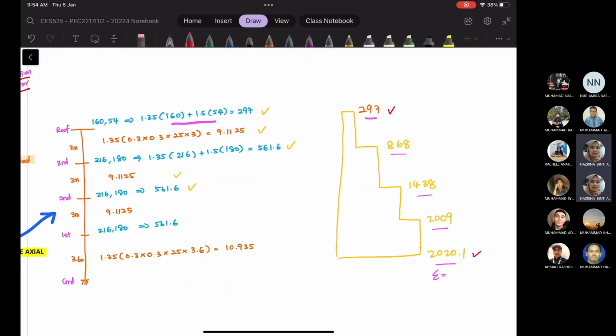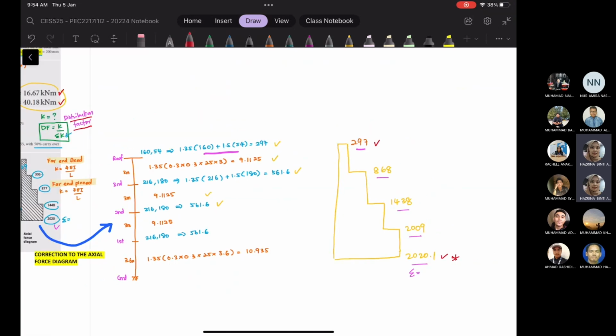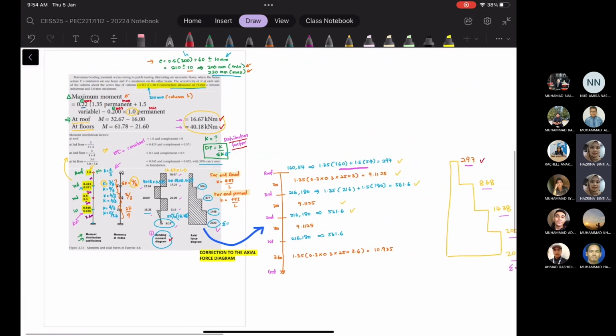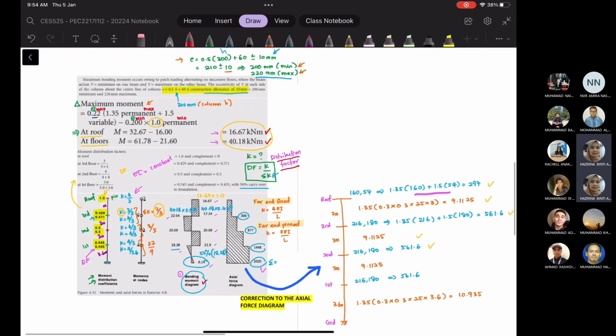So you can see that for the axial force diagram, it tends to increase as it goes down. When we design the foundation, we are going to take the value for the foundation at the bottom, so it will sit at the very bottom. That is the maximum loading. Alright, so any questions?